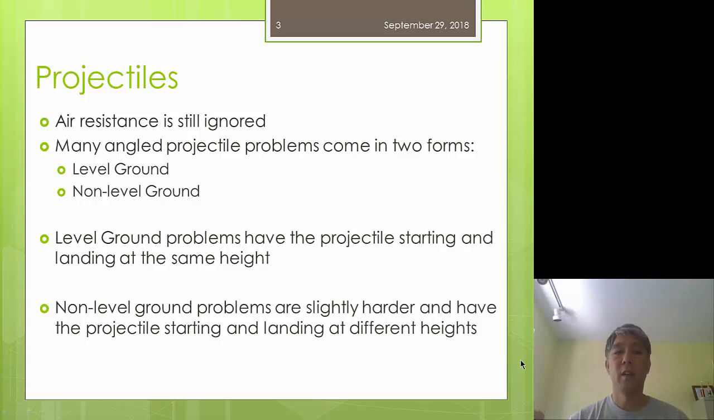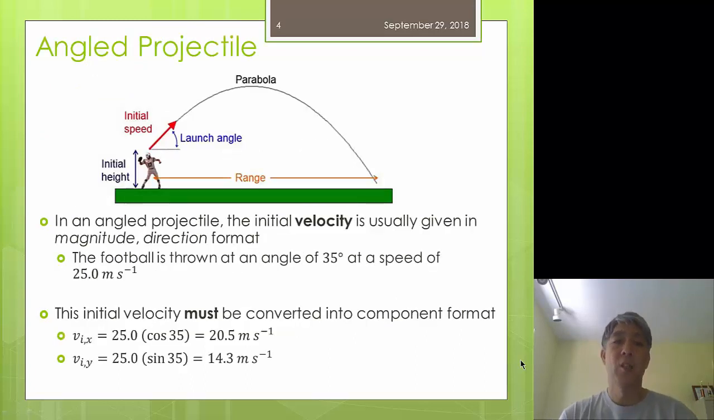Okay, the level ground problems are slightly easier because they start and they land at the same height. What that means is my displacement on the y-axis happens to be the same, or actually is 0 for displacement. Okay, so that gives me an extra value that I can fill in on my XY table that we talked about in the previous slides. Non-level ground ones are going to be slightly harder, but still solvable. So let's look at the angled projectile.